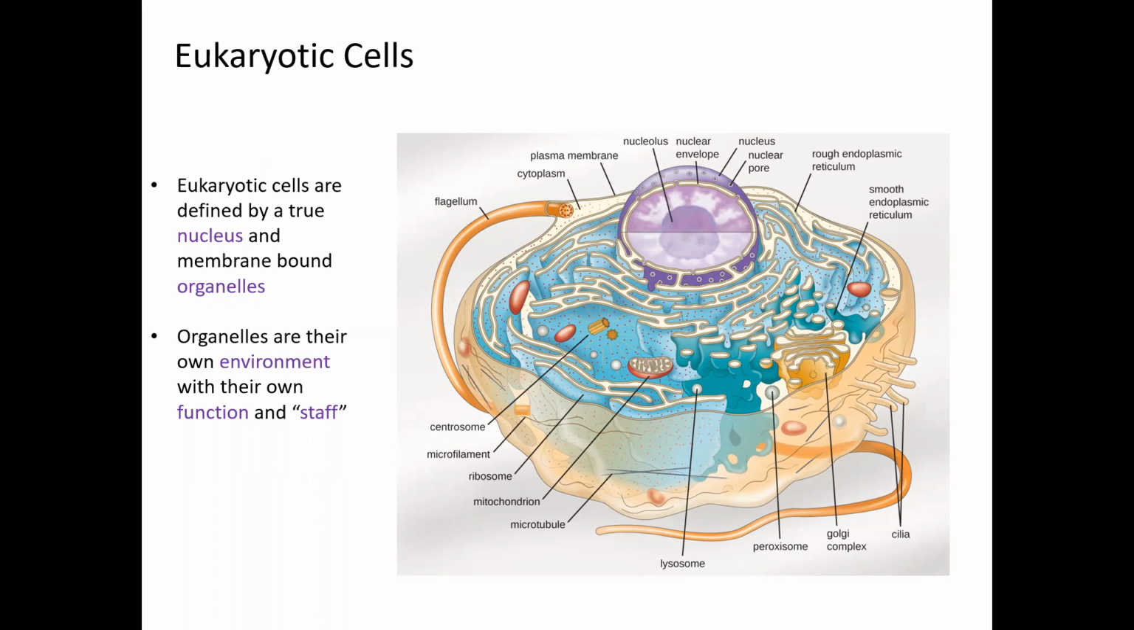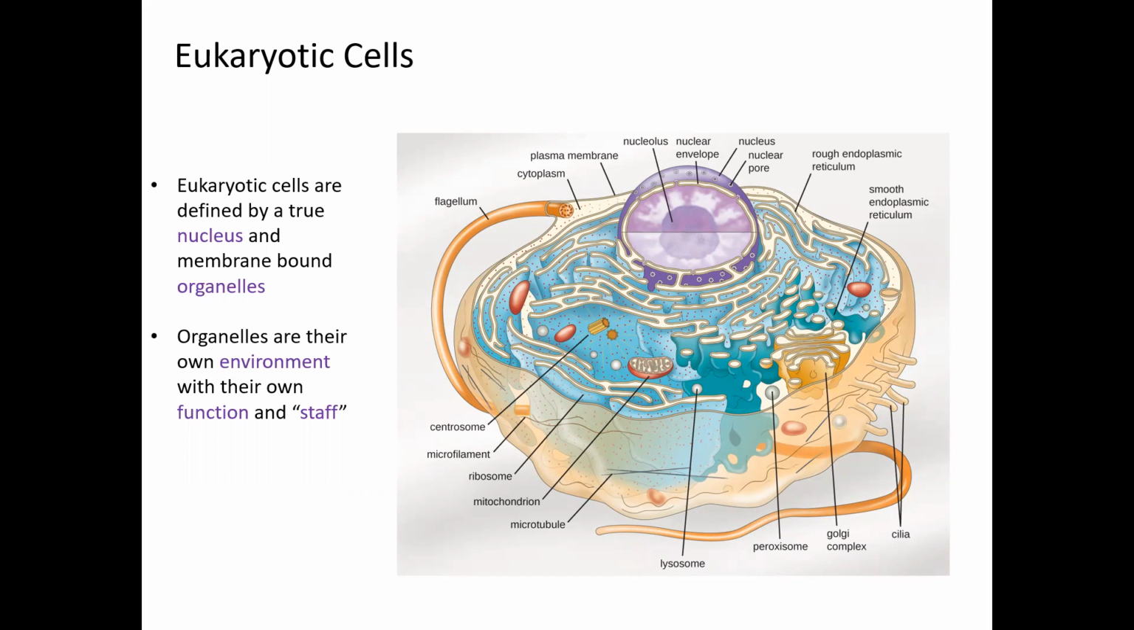So there are two major differences between a prokaryote and a eukaryote, and that is the presence of a nucleus and the presence of organelles inside of a eukaryotic cell.